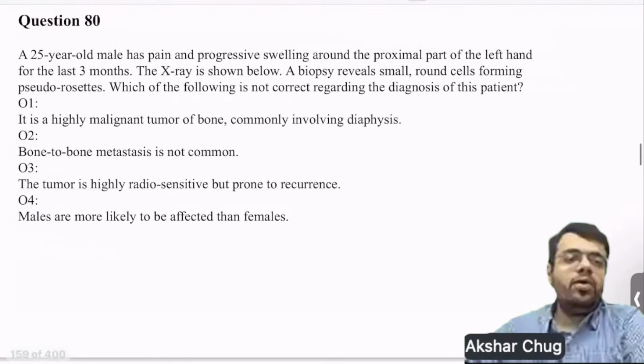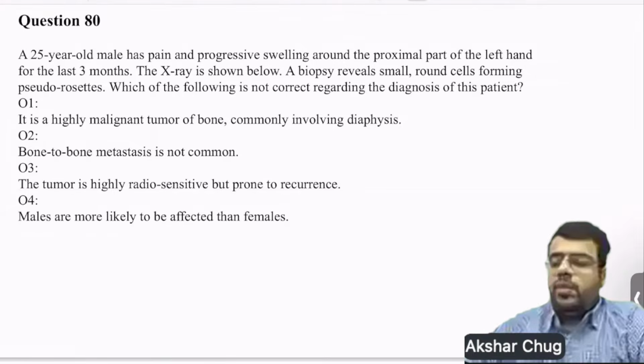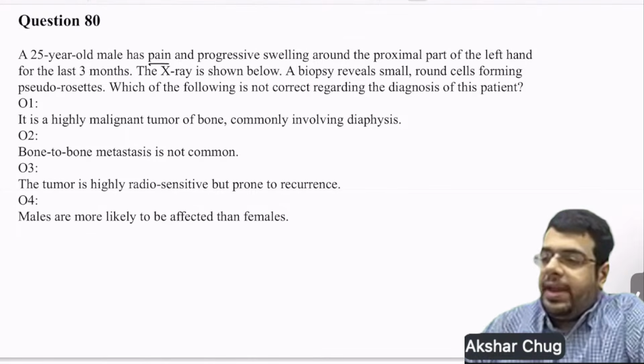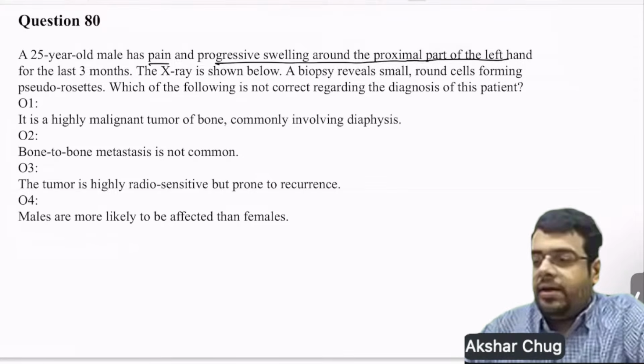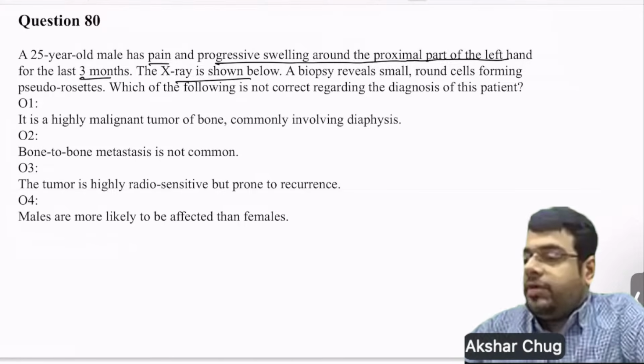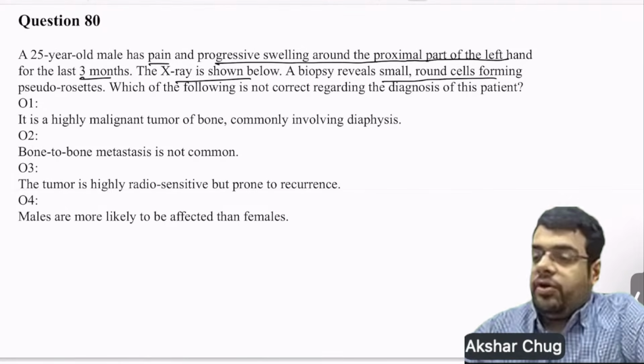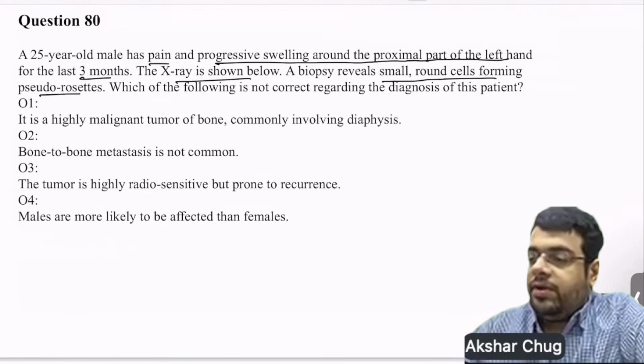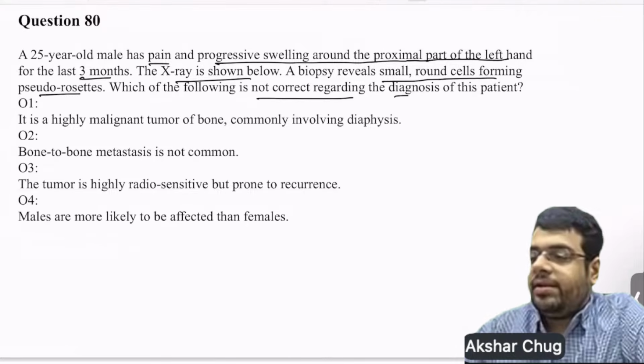Moving on to question number 80. A 25-year-old male had pain and progressive swelling around the proximal part of the left hand in the last 3 months. The X-ray is shown below. A biopsy reveals a small round cell tumor forming pseudo-rosettes. Which of the following is not correct regarding the diagnosis of this patient?